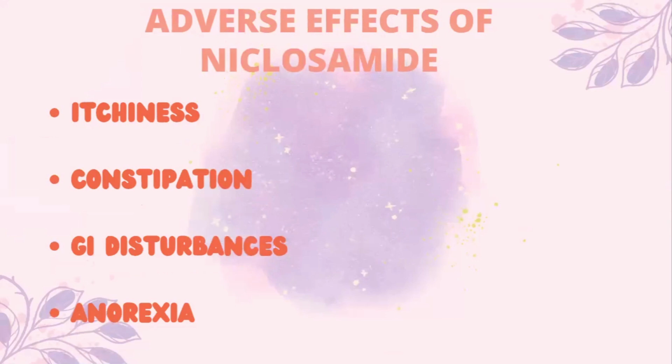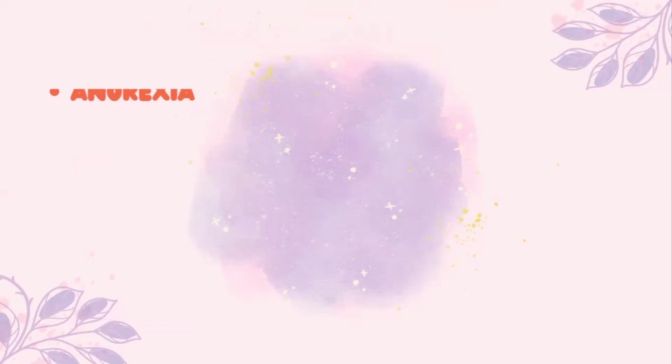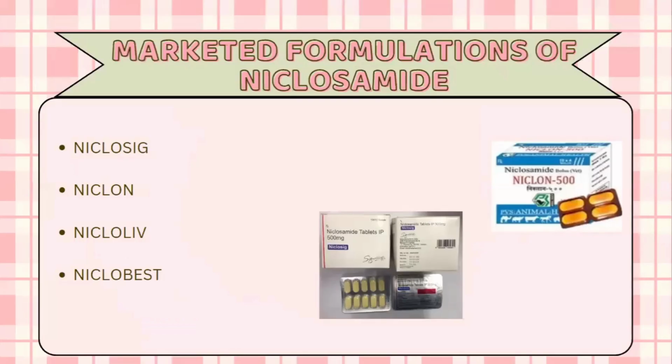Then, next, the final adverse effects of niclosamide, which are very specific, are itchiness, constipation, gastrointestinal disturbances, and anorexia. Some marketed formulations of niclosamide involve Niclosic, Niclon, Niclolif, and Niclobest.